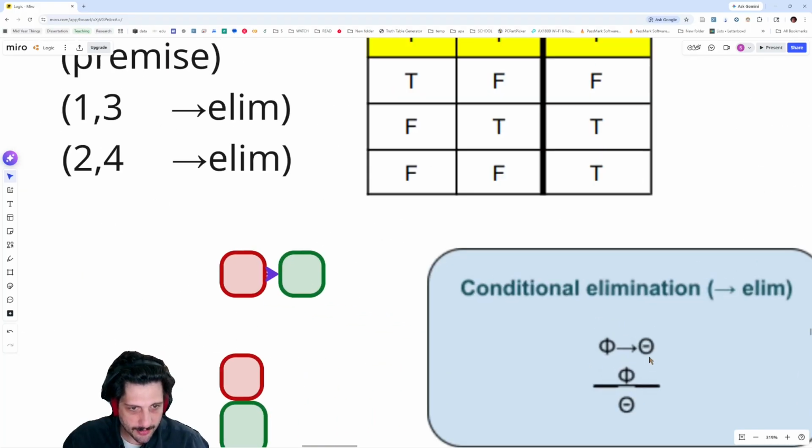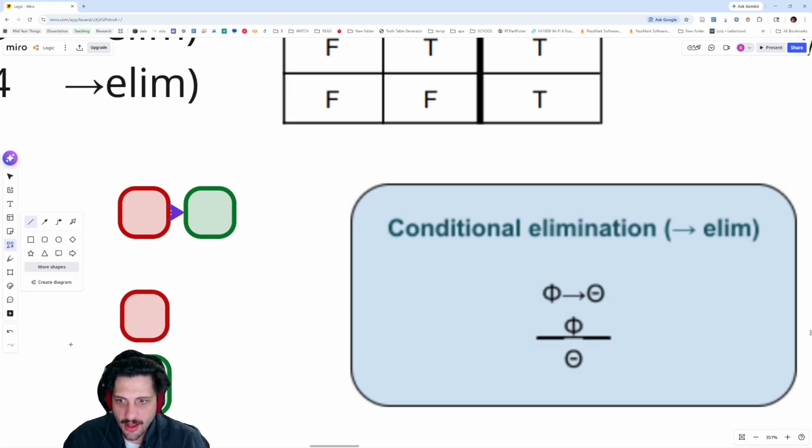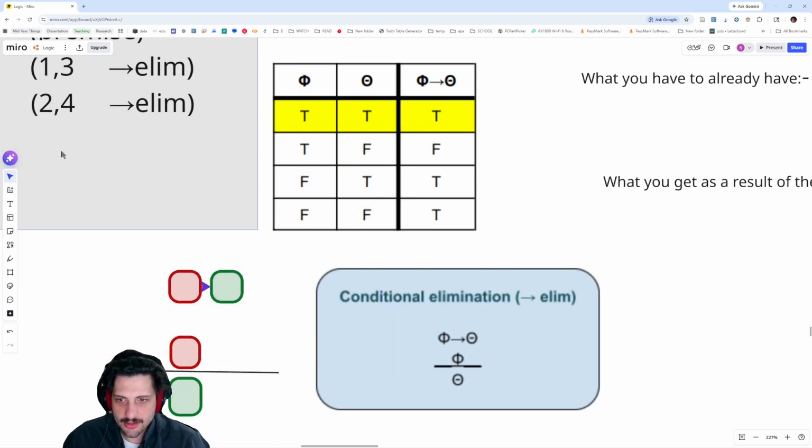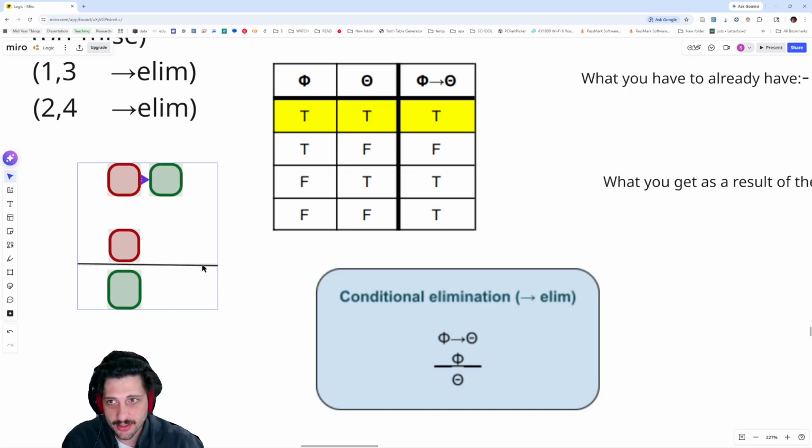So conditional elimination is just telling us if we have this conditional and we have the left-hand side of this conditional, then you get the right-hand side. So the way to be thinking about this is just the following. You want to try to find, do I have anything that matches this pattern up top? And if so, that gives me the thing on bottom. So let's look at how this goes in our proof right here.